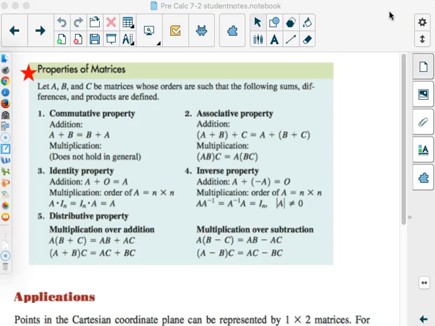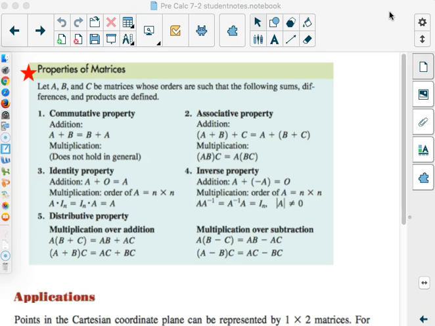All right, properties of matrices. Let A, B, and C be matrices whose orders are such that the following sums, differences, and products are defined. So that means we can actually do that. Remember when we do matrix multiplication that we have to check the orders of the matrix and make sure that the two middle numbers, the number of columns in the first matrix, match the number of rows in the second matrix. So they're saying it's already defined, you already know that.